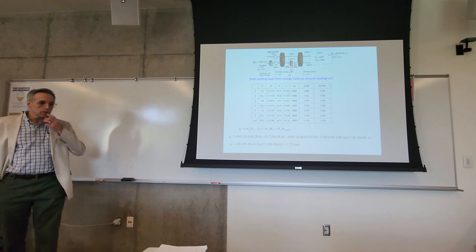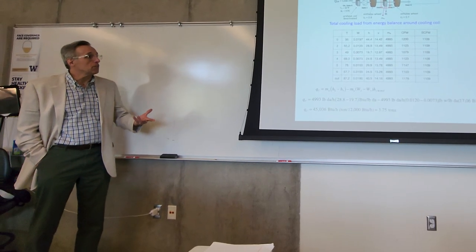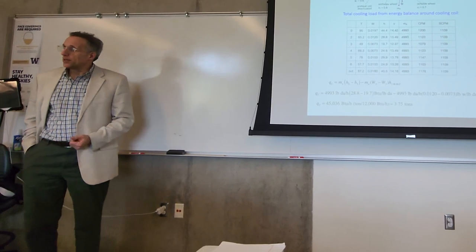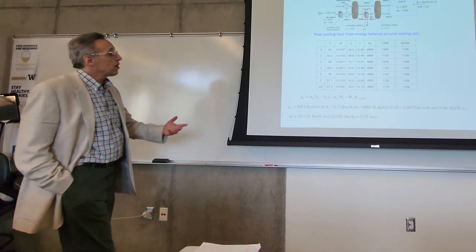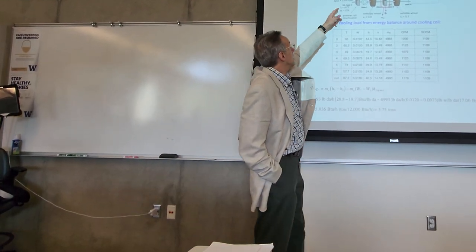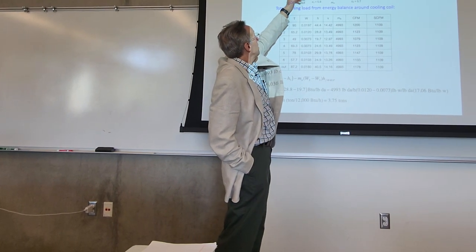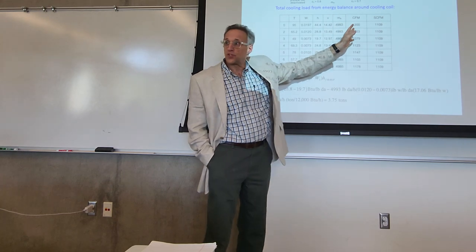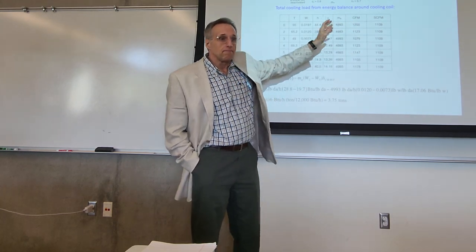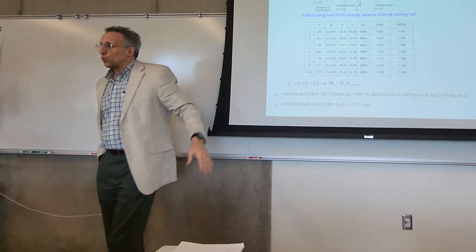So if you think about a typical system today, ventilation air might be a quarter to a third of the total air. So this is 1,200, you know, you're going to have a system that's working on maybe three times this amount of air, if it's an all-air system, to provide the sensible cooling.